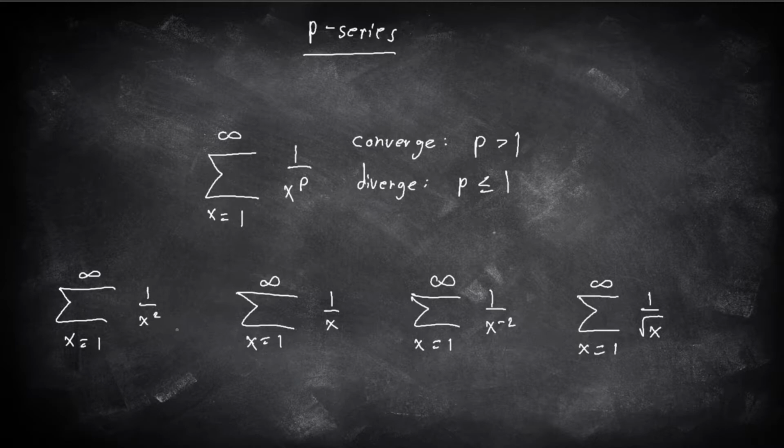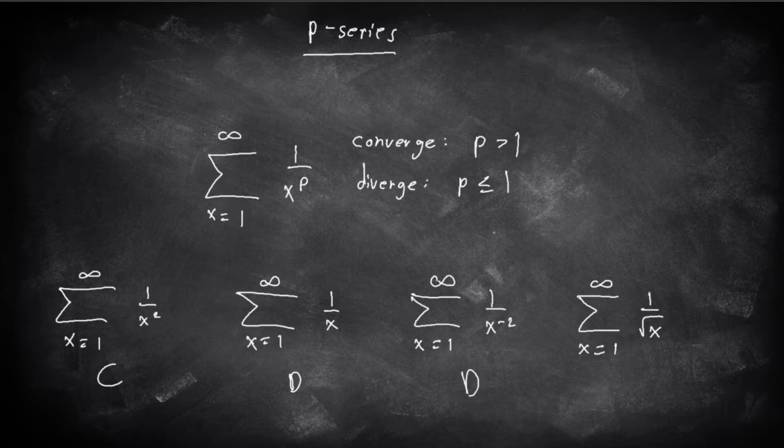Well, let's just check the powers. Well, this p is 2, 2 is greater than 1, so converge. So x here, that's 1, power 1. P is less than or equal to 1, so that's diverge. This power is negative 2. Negative 2 is less than or equal to 1.